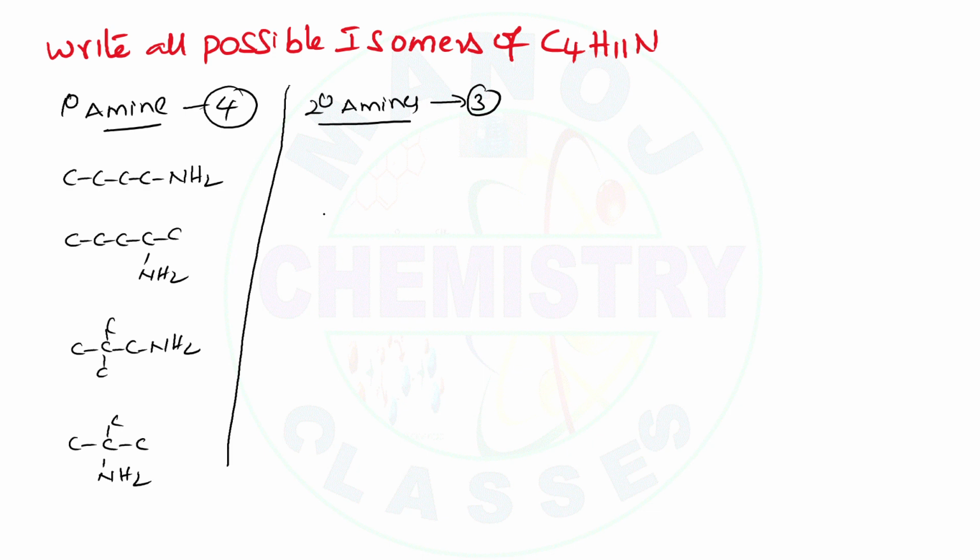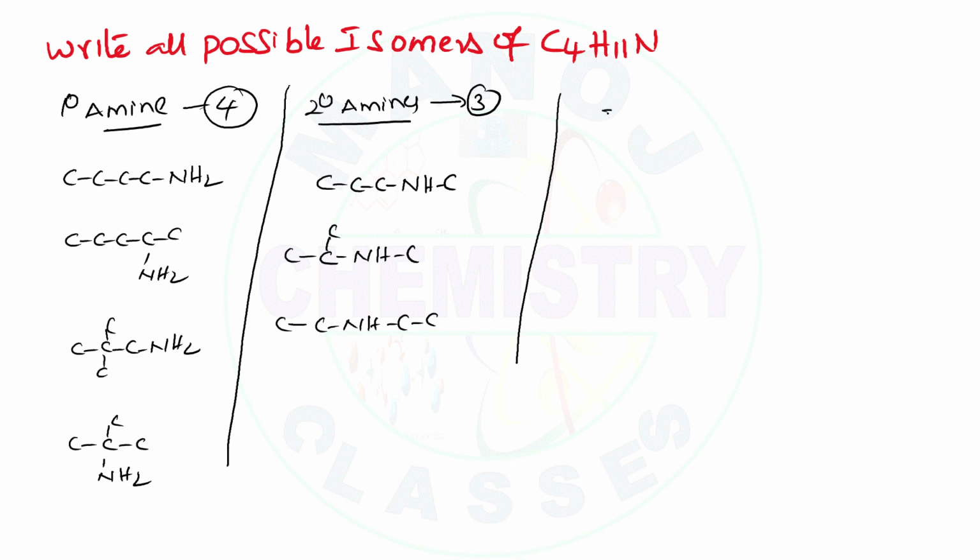The first one is C C C NH C. So this is the first secondary amine. Whereas coming to the next one, C C C NH C. This is another secondary amine. Whereas next one is C C NH C C. So this one is another secondary amine. Only 3 possible secondary amines are there.